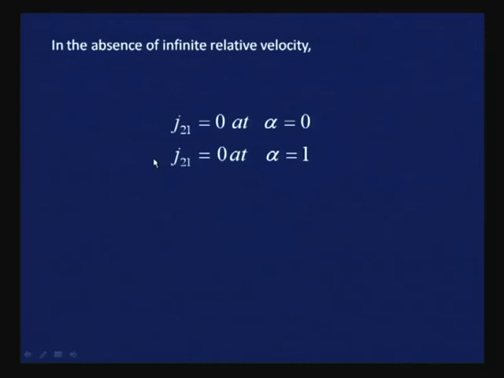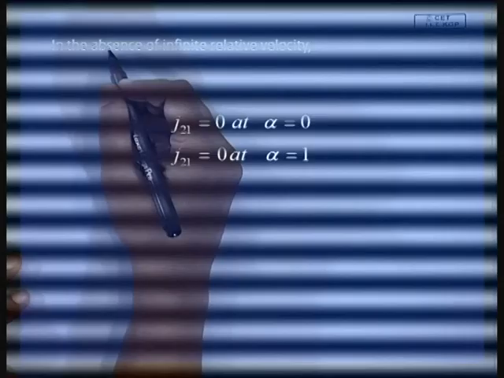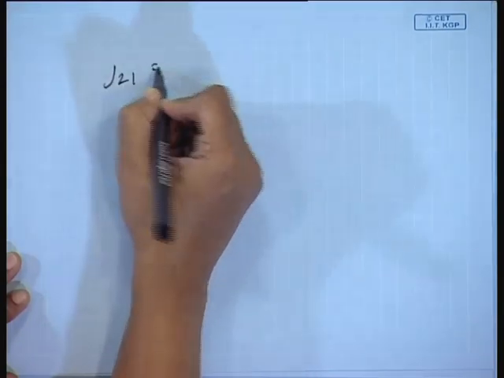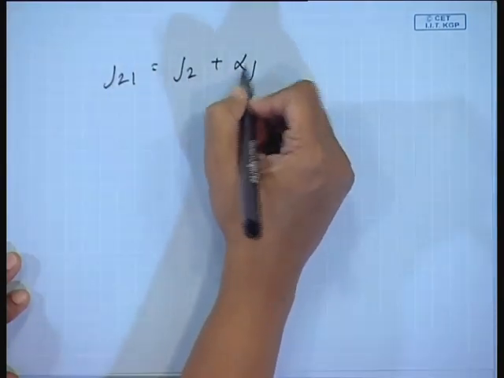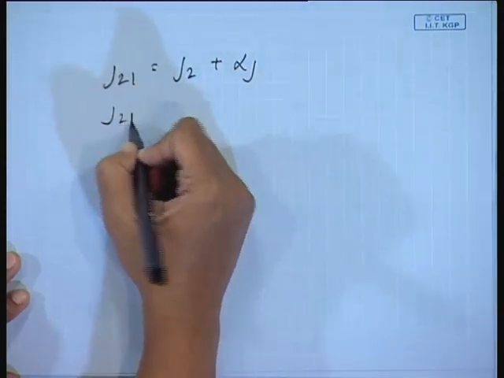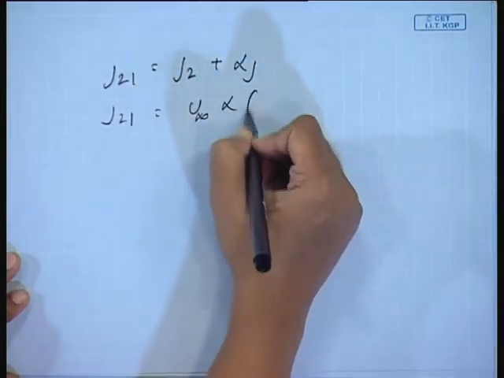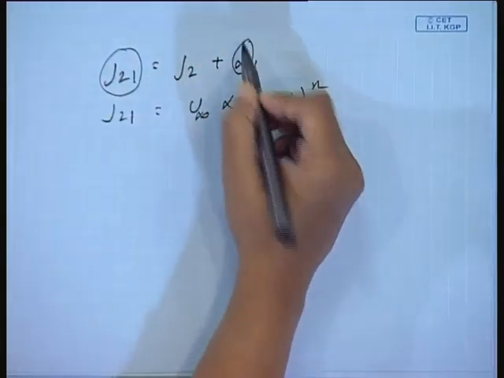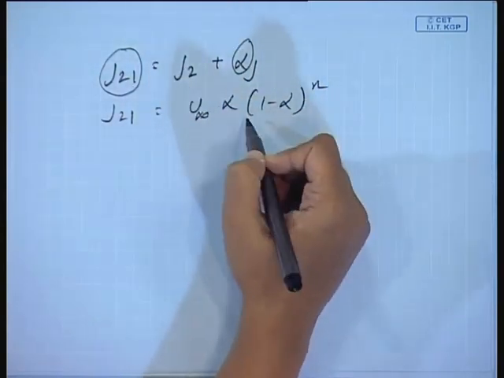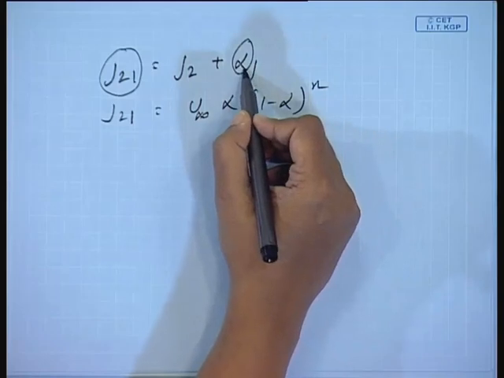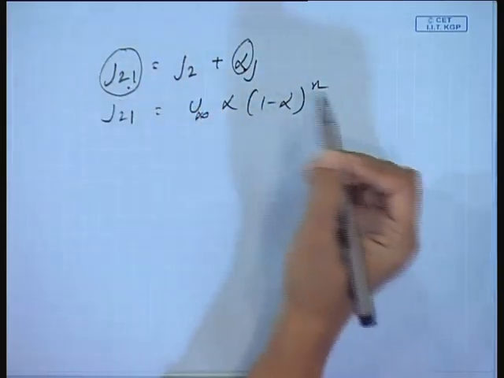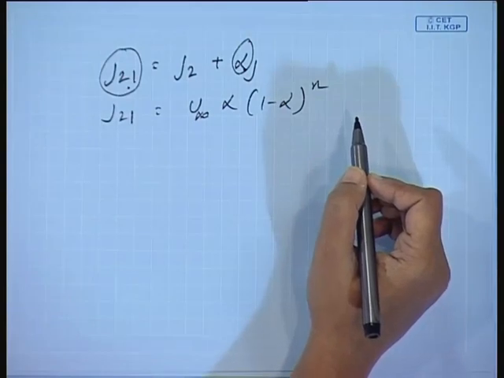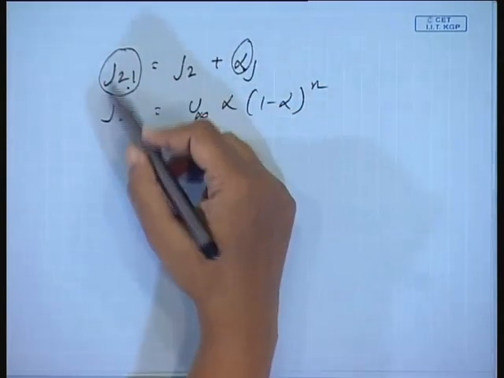So, now we have two equations and two unknowns. What are the two equations that we have? One equation was the one which we derived from the drift flux model, which gave us J21 equals J2 plus alpha j, is it not? And the other equation we have is J21 equals U infinity alpha into (1 minus alpha) to the power n. There are two unknowns, one is J21, one is alpha, and we have two equations. So, we can solve them simultaneously, and we can get a value of alpha, we can get a value of J21, and from there we can get values of different mixture properties. Agreed?